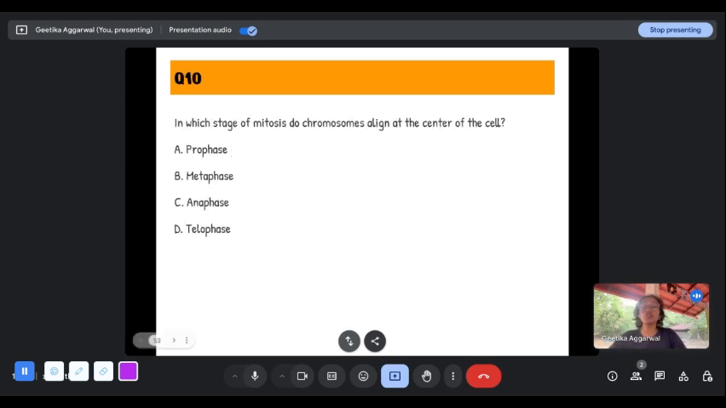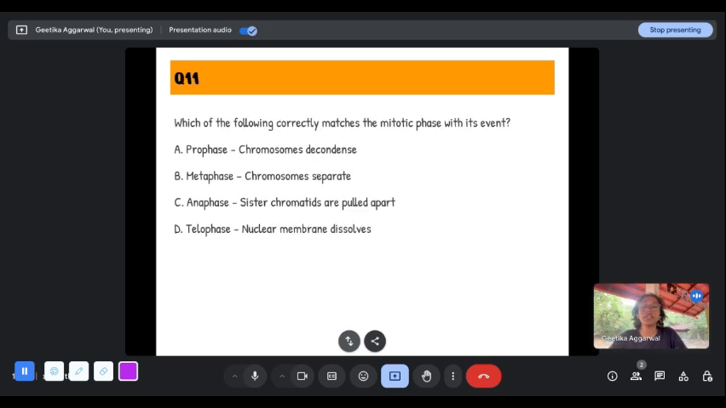In which stage of mitosis do chromosomes align at the center of the cell? Prophase, metaphase, anaphase, or telophase? The correct answer to this question is metaphase. It's at metaphase that the chromosomes align at the center of the cell. They are attached to the spindle fibers via the kinetochores, and then they align on the equatorial plate. In the next phase, anaphase, they get pulled apart.